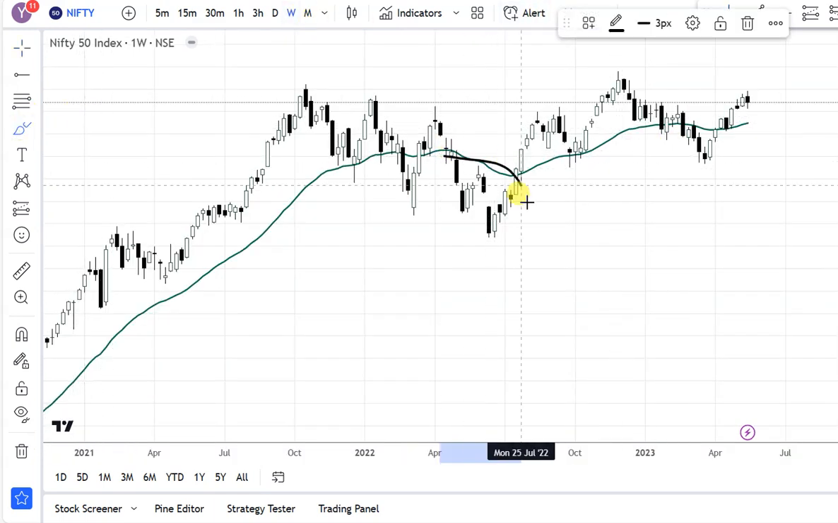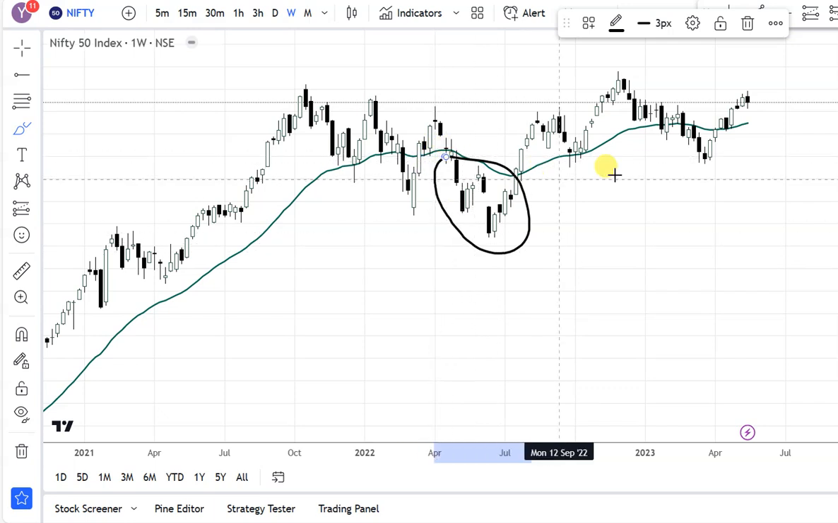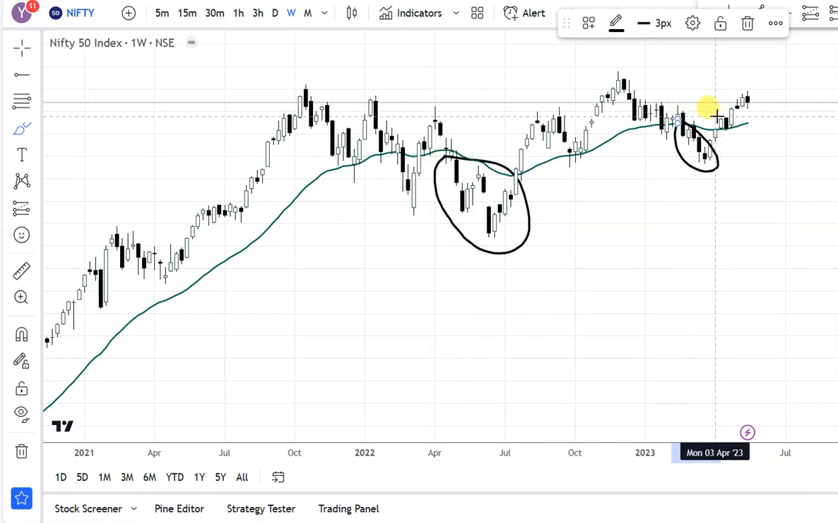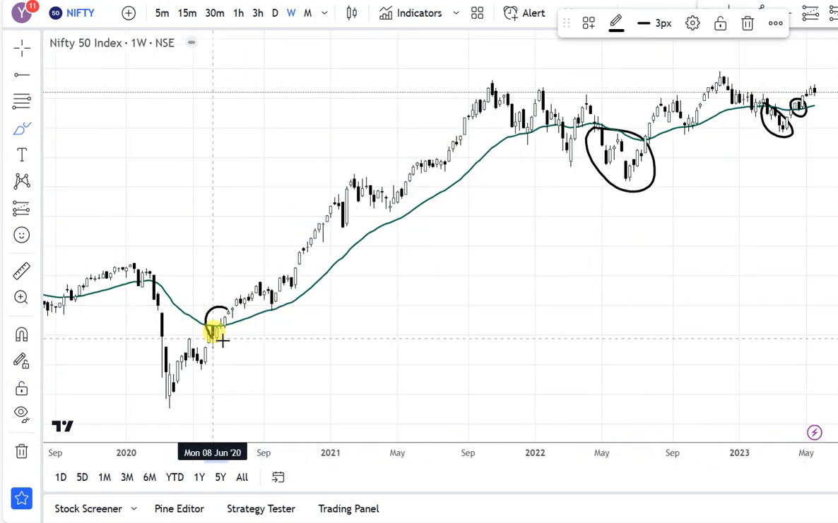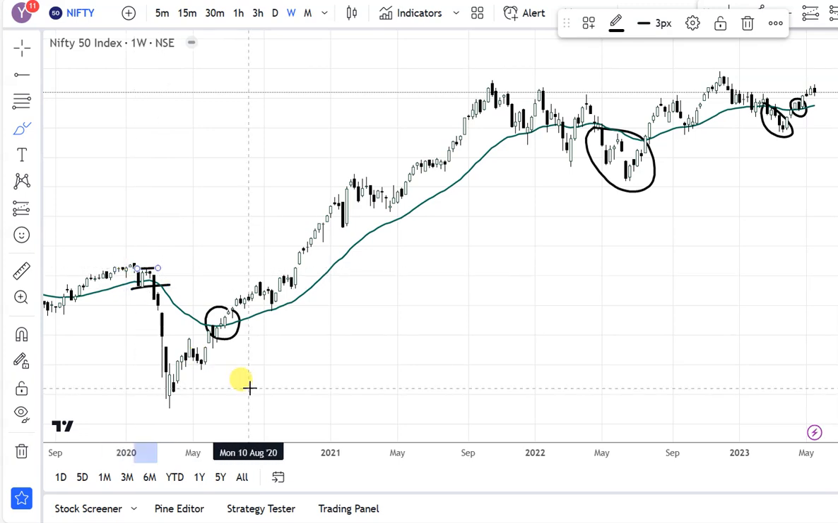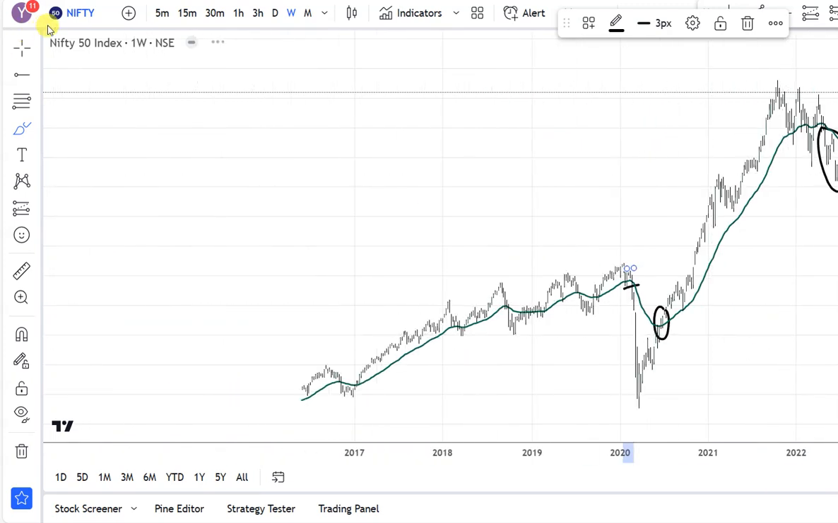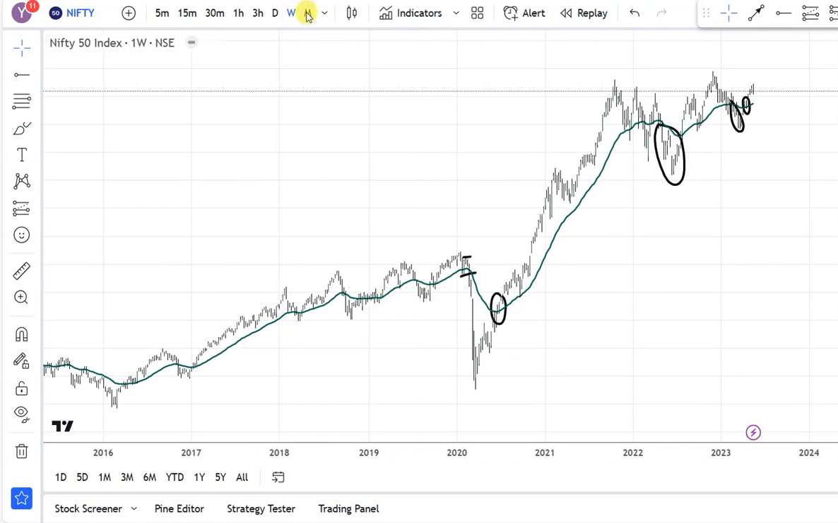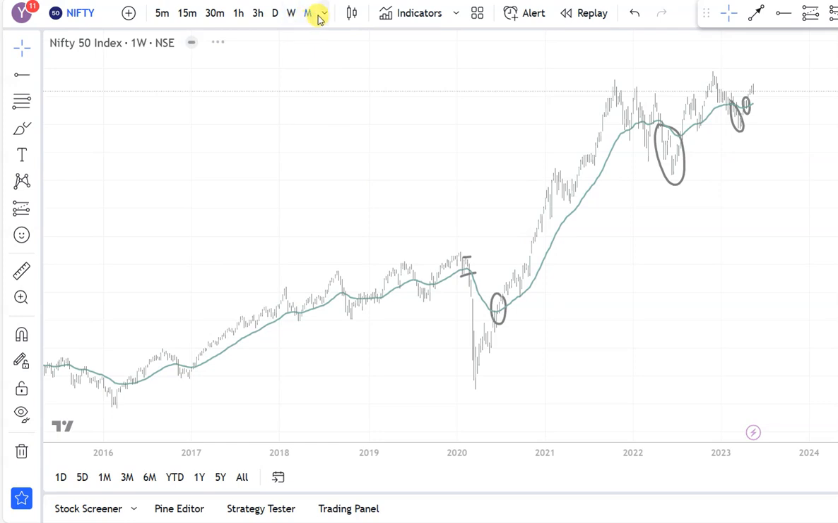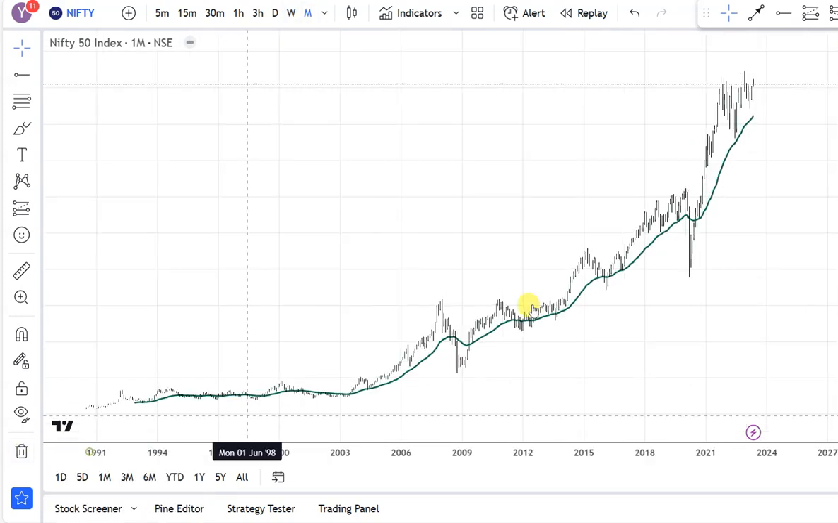On the weekly time frame, avoid investing when the market goes below 30, and when it closes above 30, start investing heavily. See here, and avoid here. You will get one of your best investment strategies. Now, if you see on the monthly time frame, below 30, just count how many times it has gone.